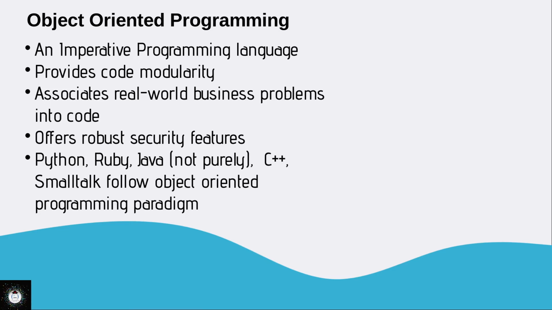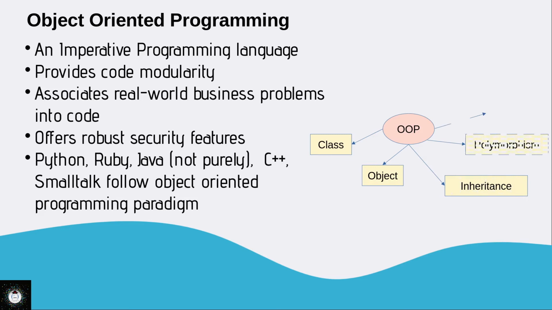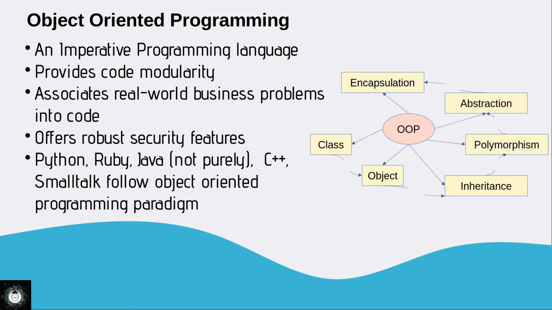It's an imperative programming paradigm, which means it's based on how you do something, right? So it provides code modularity, and it maps real-world business problems into code. It offers robust security features, and some examples that encompass object-oriented programming are Python, Ruby, and Java, though Java is not purely object-oriented, because it's more like the structure, right?